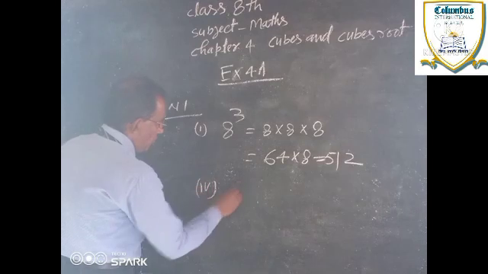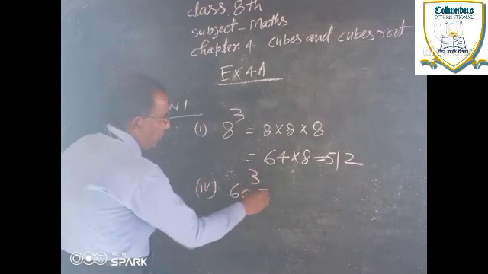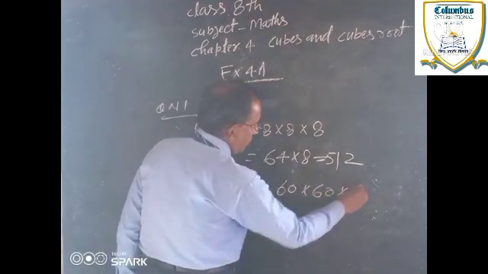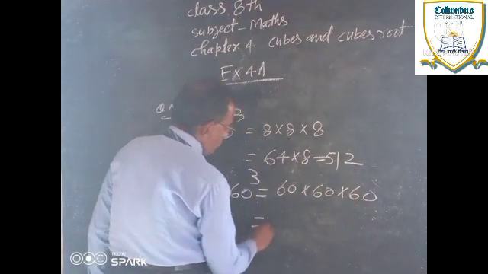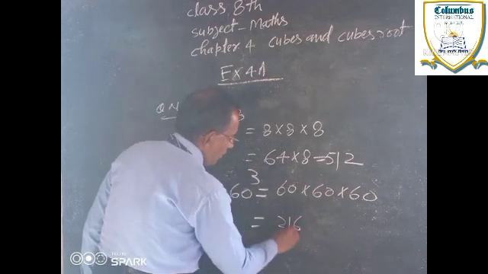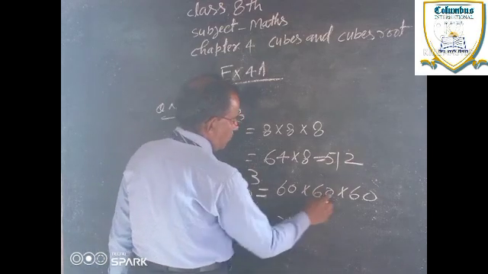Fourth, 60 cube means 60 into 60 into 60. Now 6 into 6 is 36, into 6 is 216, and we shall extend it by 3 zeros.